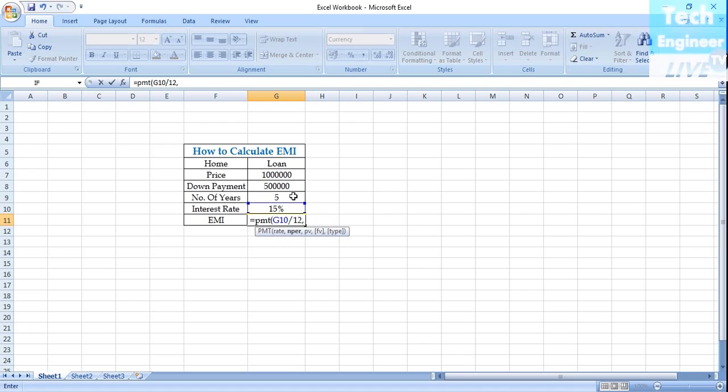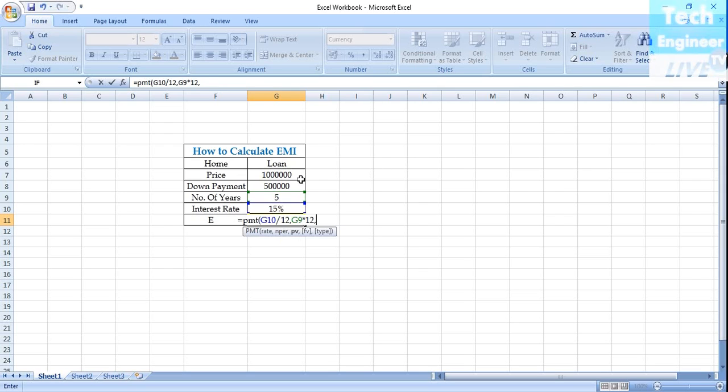Now the time is 5 years. It is 5 years, and now 5 years into 12. We have to do 5 years into 12 because every year has 12 months and the customer has to pay every month. So we multiply by 12, then comma, and what would be the exact amount?